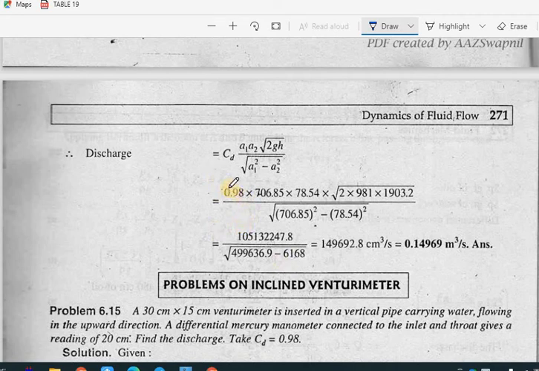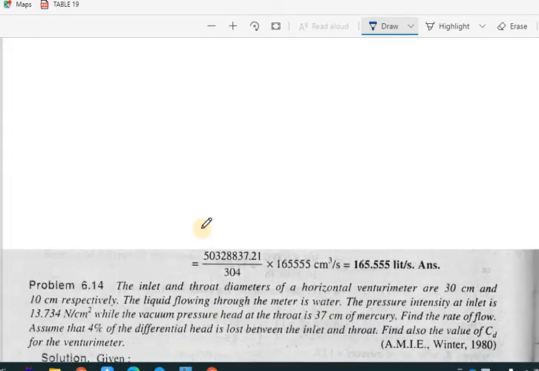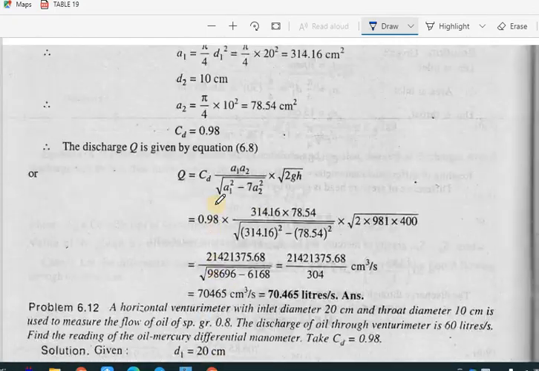Everyone, we will start the numericals related to inclined venturimeter. In the previous class, we have done some numericals when the venturimeter has been kept horizontal. So we'll start with numericals related to venturimeter when it is in an inclined position. Let me revise some of the formulas which we need to consider.